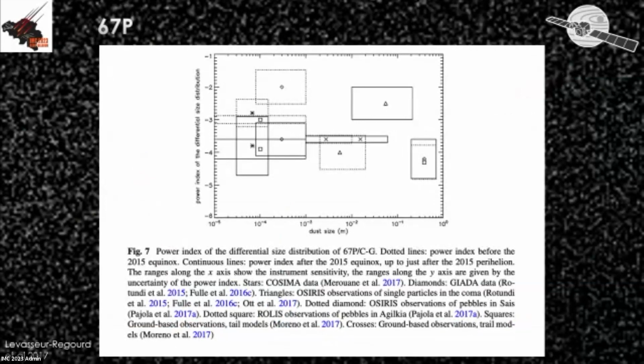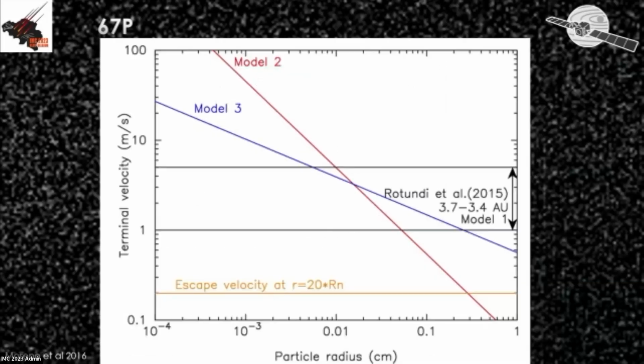I forgot to say that in the previous graph, I used a variety of data sets from different moments, but all of them are between the end of 2014 and the end of 2015, which is the period when we were approaching the perihelion of the mission.